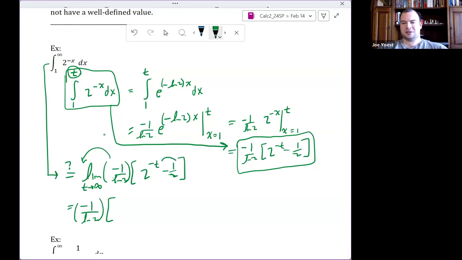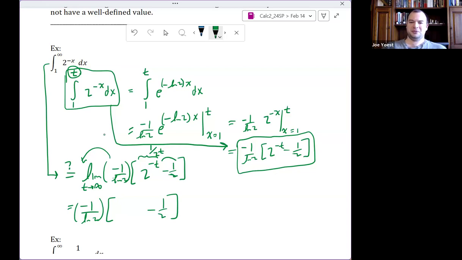The limit of the constant term is just the constant term. So the only piece that I really have to evaluate here is the limit as t goes to infinity of 2 to the minus t. Note that this is 1 over 2 to the t. And I think we pretty clearly see that that limit is going to be 0.